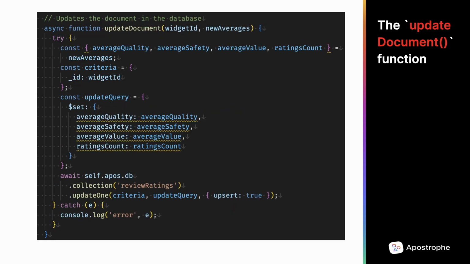Finally, we get to the last helper function that updates the database with our new values. It begins by destructuring the new averages object to extract the fields we will use to update the database: average quality, average safety, average value, and ratings count. Subsequently, it creates a criteria object that identifies the database document to be updated based on its _id, which should match the supplied widget ID. The core of the function is the MongoDB $set operation encapsulated in the update query object. This query method is designed to update or create specific fields.